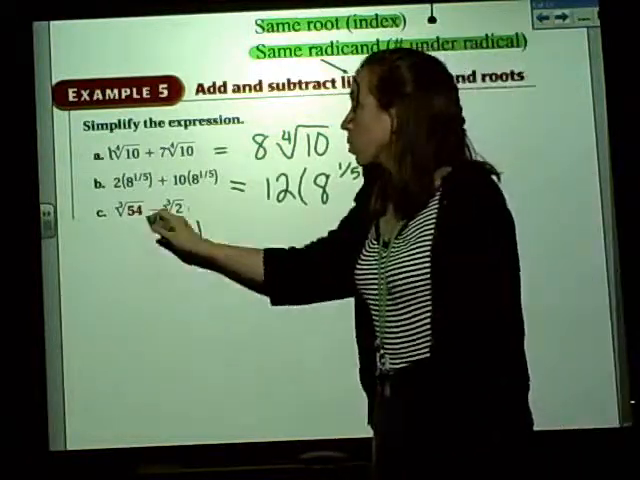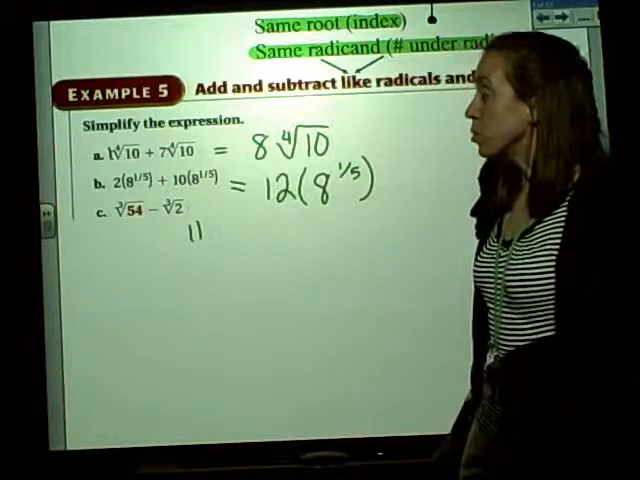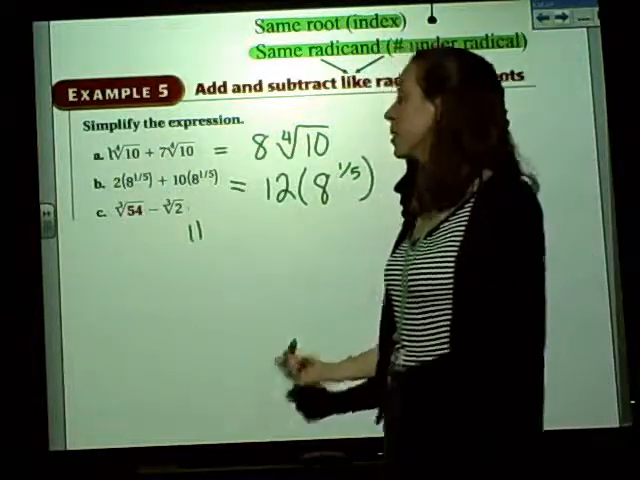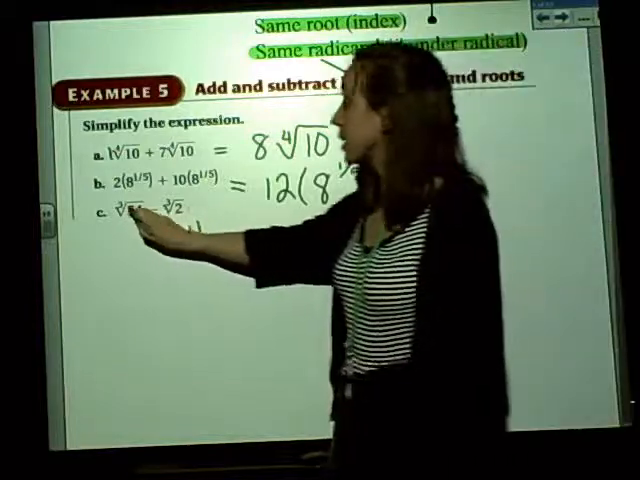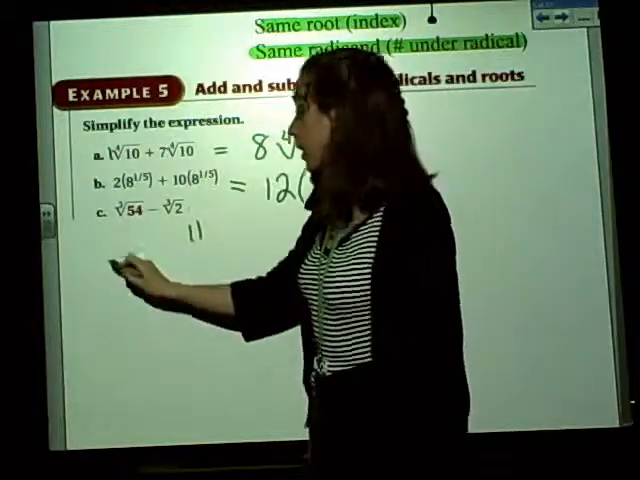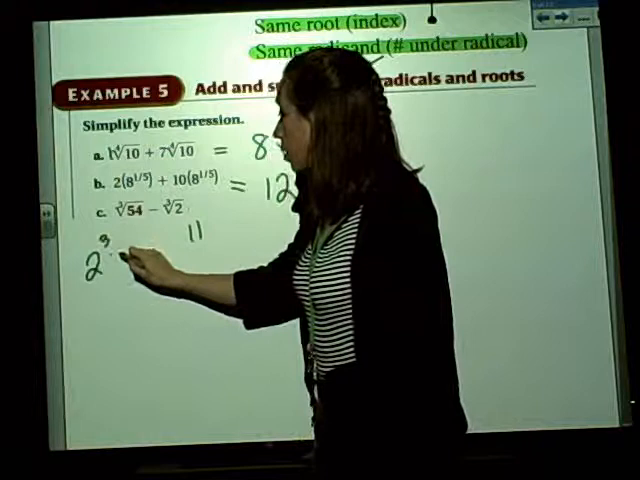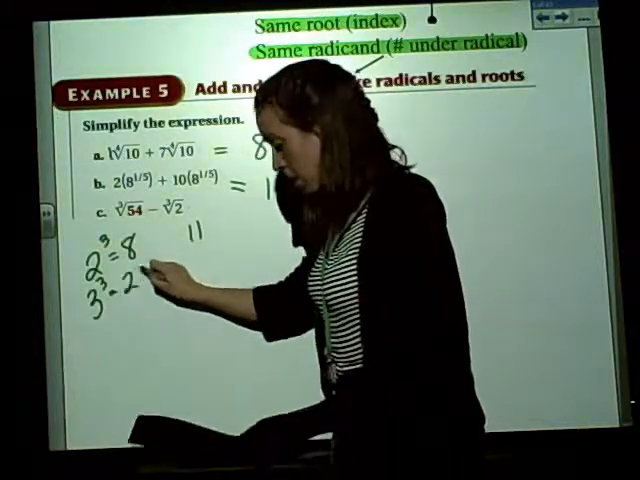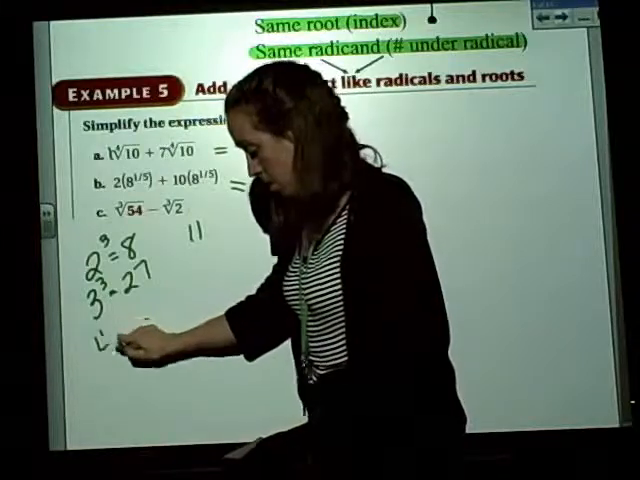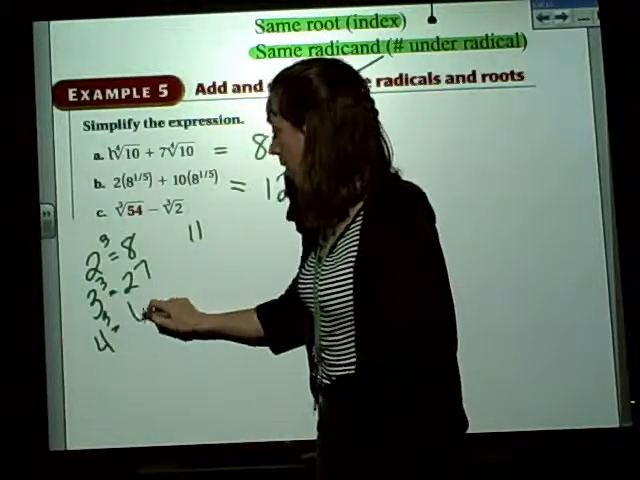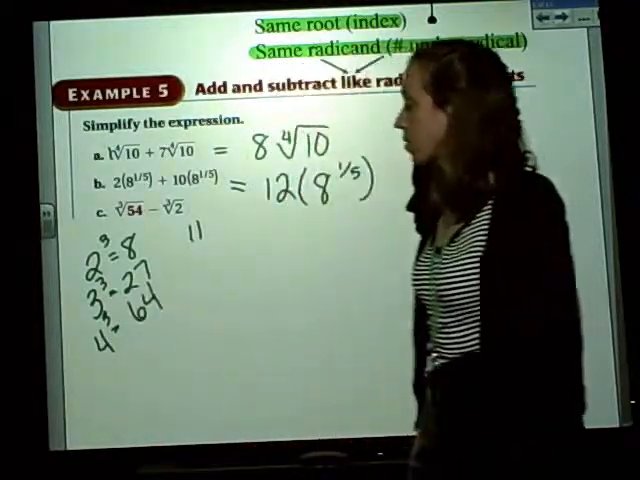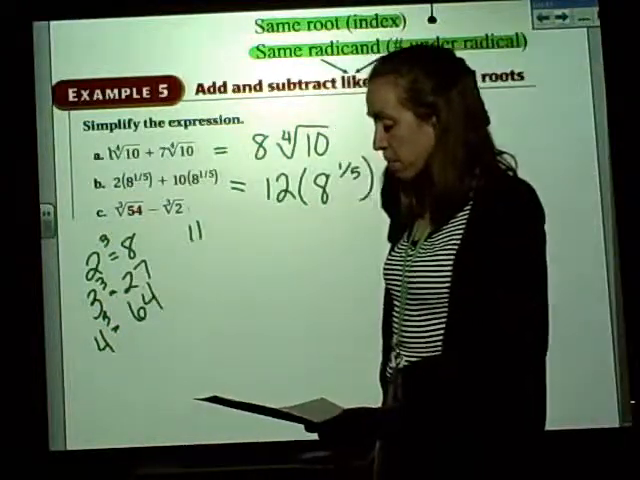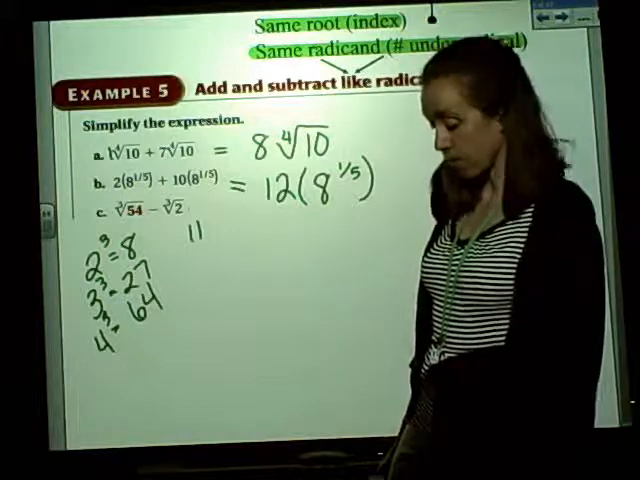Now here, we're going to have to do some rewriting. They do not match. However, 54 is rather big. We're going to see if we can rewrite that into a perfect cube. So I'm going to write my cubes. 2 to the third is 8. 3 to the third is 27. 4 to the third is 64. Then I'm going to stop there because I have 54. We know that 27 times 2 gives us 54.